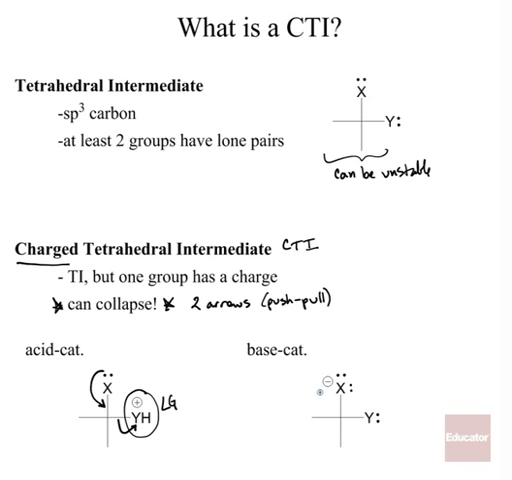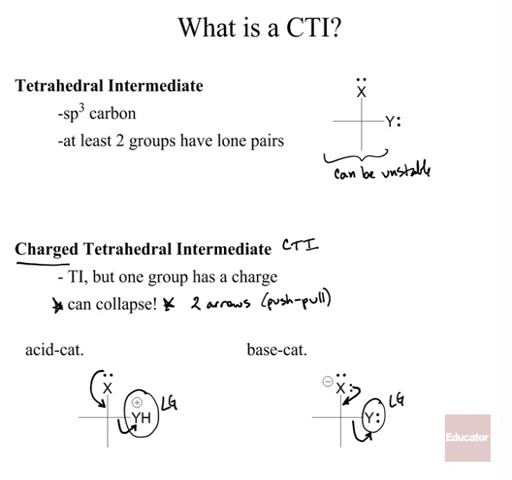Okay, in a base catalyzed situation, our CTI is going to have a negative charge, and now that's going to make the group that's doing the pushing real good, and that makes the other group our leaving group. And so same 2 arrows. In this case, the group with the negative charge does the pushing, and the neutral group is what gets kicked out. Okay, so 2 arrows to collapse a CTI, and then we go from there.